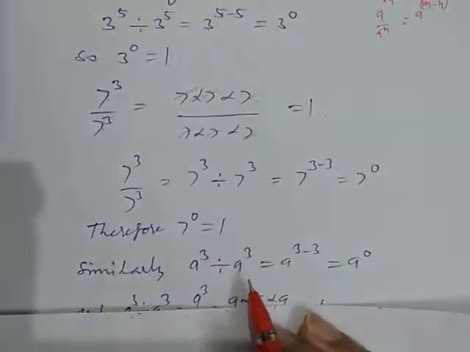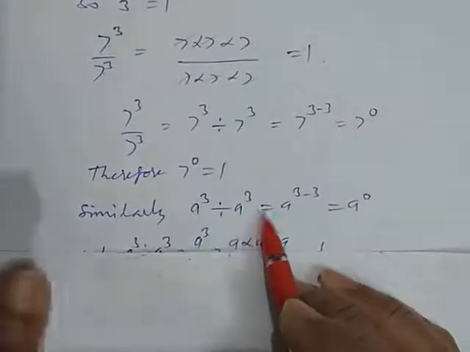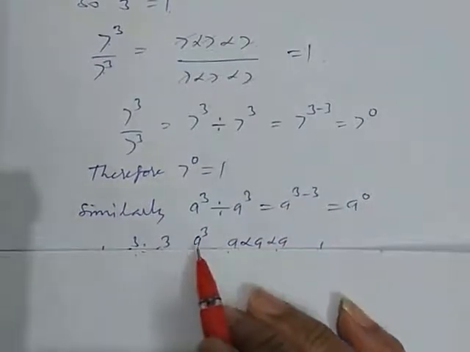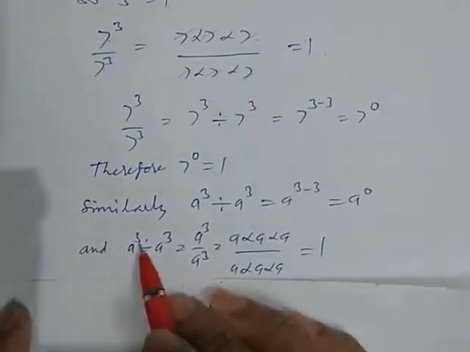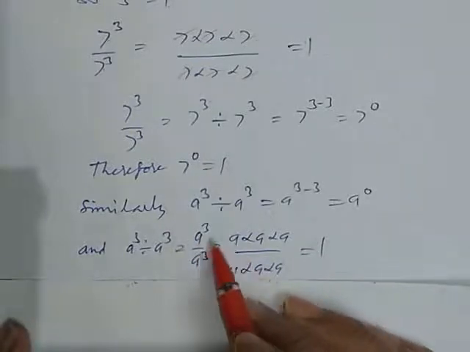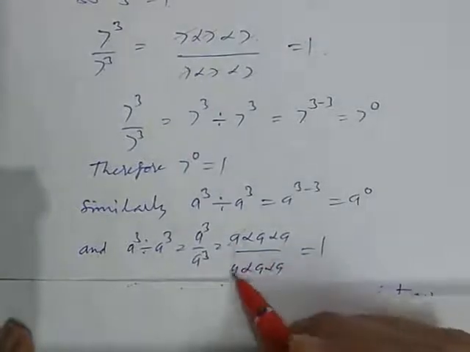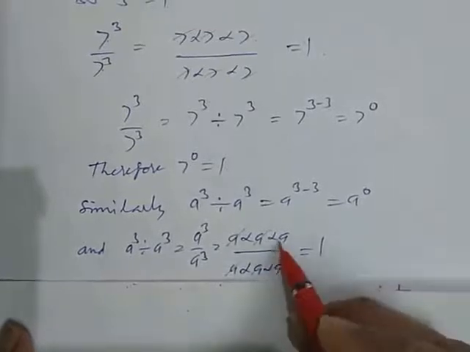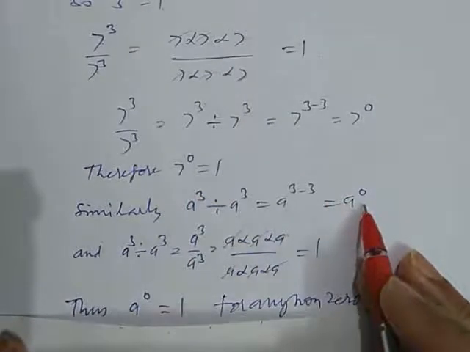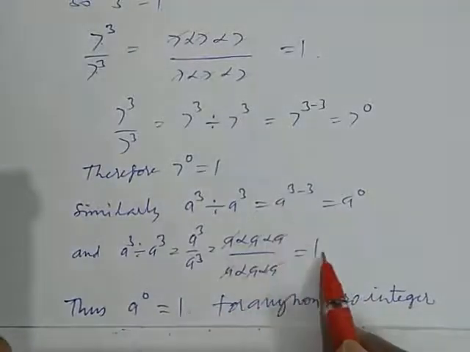Now again we take the algebraic part. Similarly, a cube divided by a cube, we get a power 3 minus 3, that is 0. Now we solve by the expanding method. A cube divided by a cube, that is a cube upon a cube. So expand this: a three times we multiply, again a three times we multiply. By cancelling one another we get 1. So this way we get 1, and that way we get a raised to the power 0. So a raised to the power 0 equals 1.